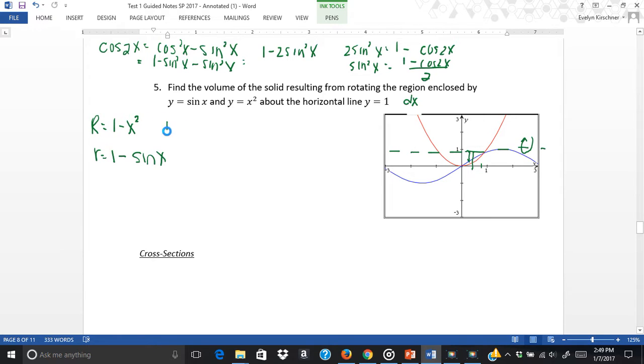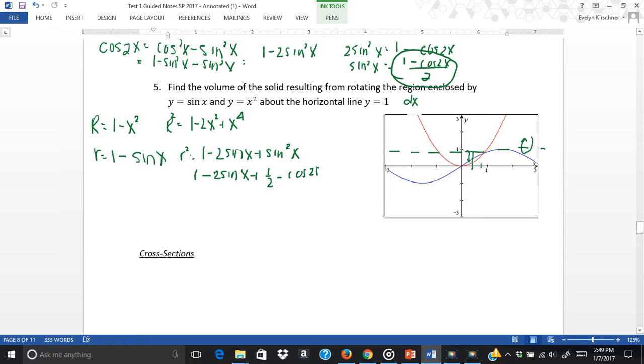If I square them, big R squared is 1 minus 2x squared plus x to the 4th, and my little r squared is going to be 1 minus 2 sine x plus sine squared x. And this is where I have a little bit of a problem because I really do not know how to integrate sine squared x. So I'm going to use my definition right here, and I'm going to say this equals 1 minus 2 sine x plus 1/2 minus cosine of 2x over 2.